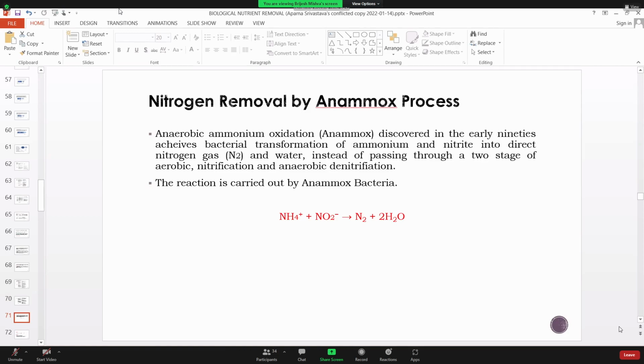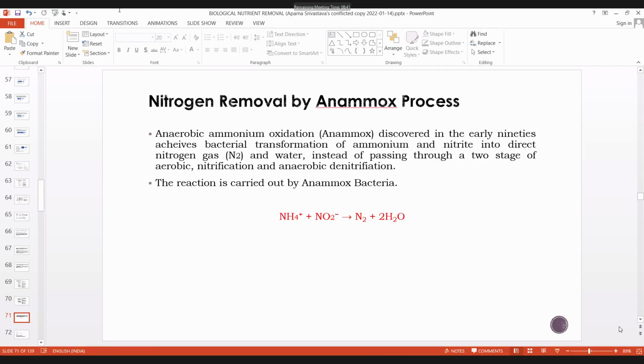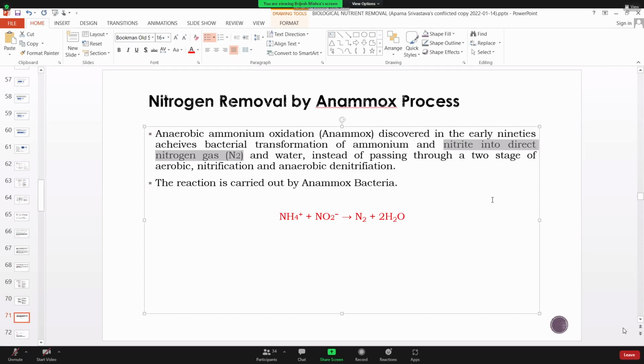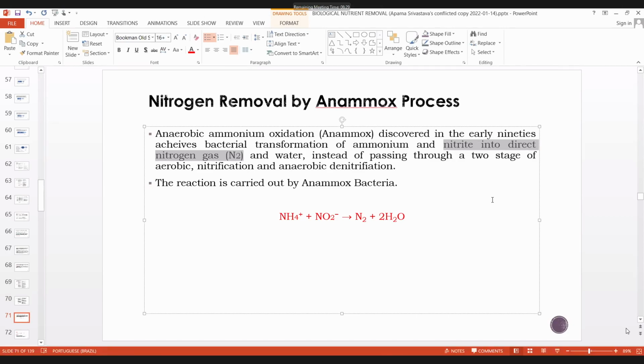Here two things are very good. Number one is nitrite directly to nitrogen gas. Means nitrite to nitrate, one step is omitted. And another good thing is that, what is the good thing?